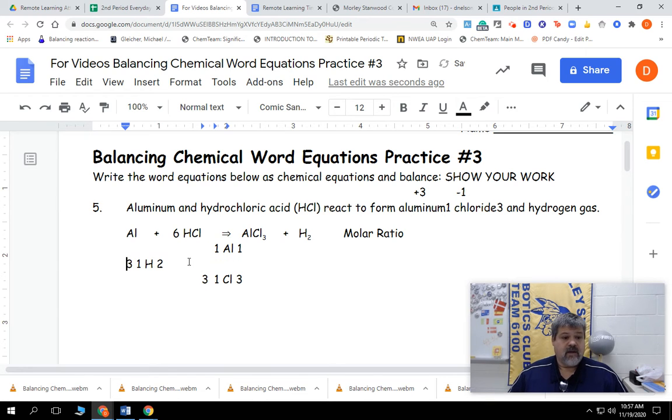So I can go ahead and we're going to put a 6 right there. So now you make 6 over here. So what goes in front of there is going to be a 3. And so now I have 6 on this side. But when I put the 6 here, I changed what I had for the chlorine. So now I have 6 chlorines.